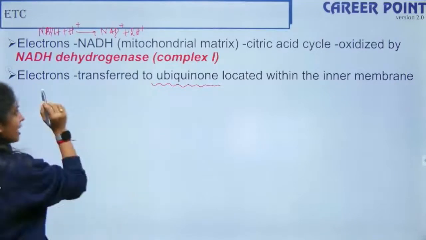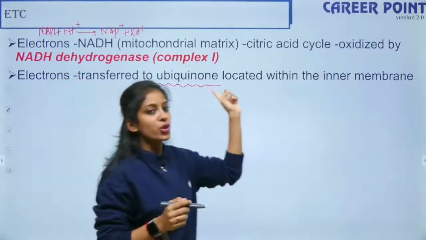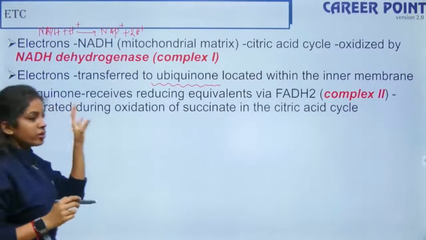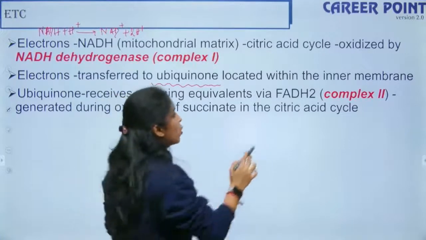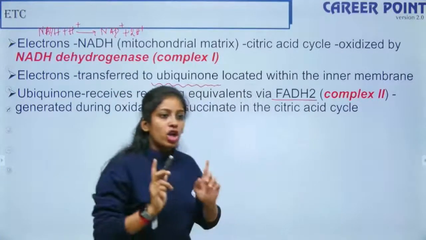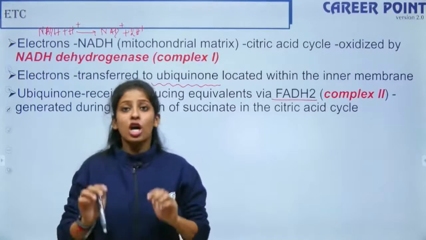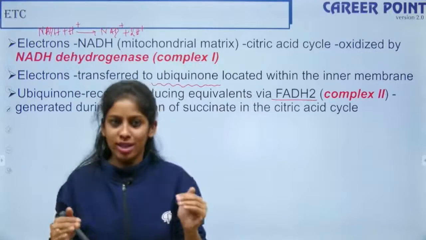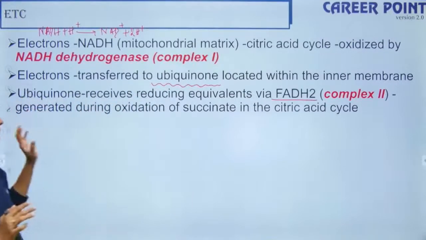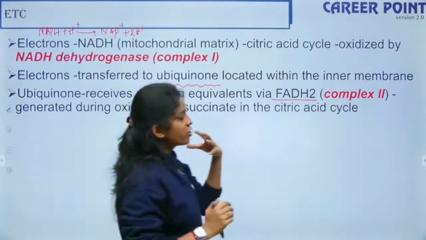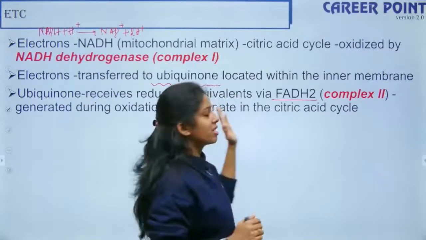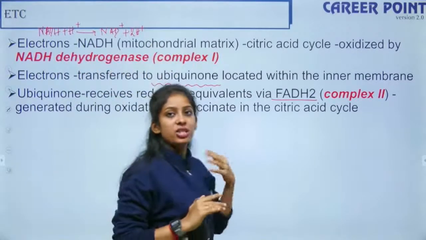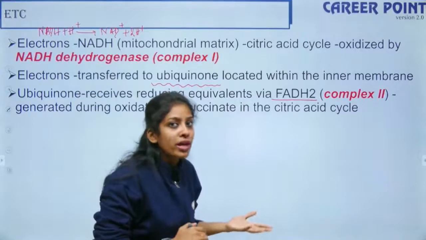Now the electrons from this oxidation go into ubiquinone. Fine. So now I am moving further. Ubiquinone receives the same electron equivalents when FADH2 breaks down. So in complex 1 NADH is oxidized, in complex 2 FADH2 is oxidized. Both will release H plus as well as electrons. The electrons are collected by the ubiquinone. FADH2 is oxidized in the presence of the enzyme succinate dehydrogenase, whereas NADH is oxidized in the presence of NADH dehydrogenase, meaning we are removing hydrogen.